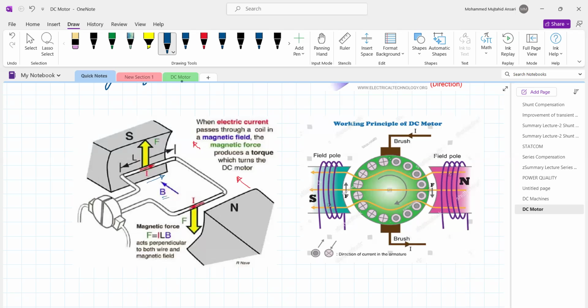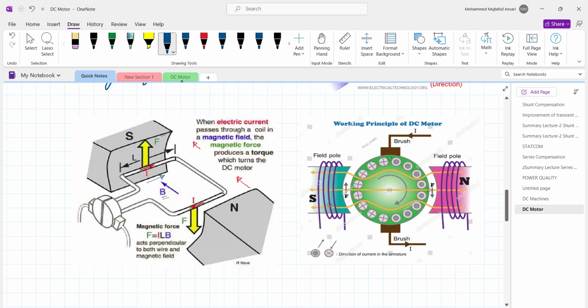The magnitude of force is F equal to I L B. Here the notation we have just changed the direction. So B is the flux density, I is the current, L is the length of the conductor. Current I is the current flowing into the conductor, and therefore it produces the force over this one.